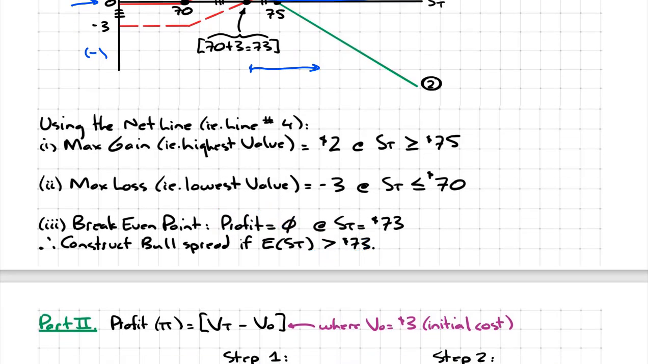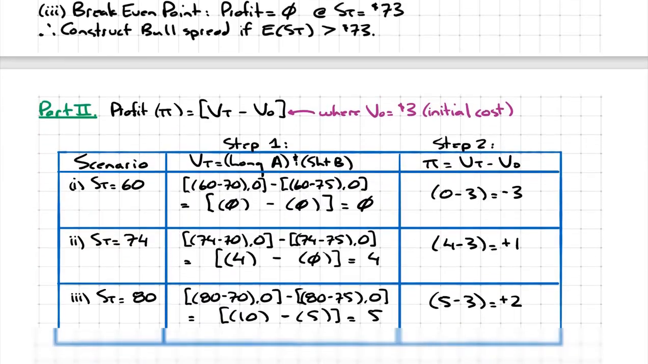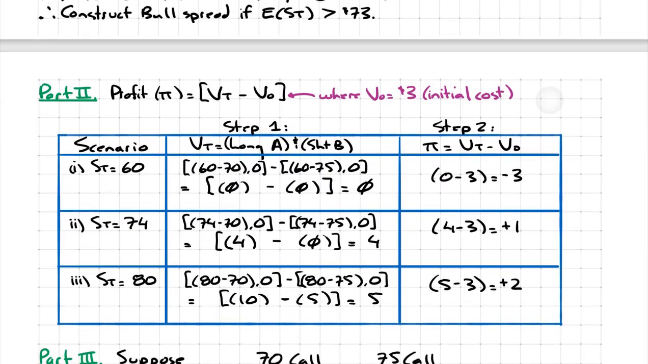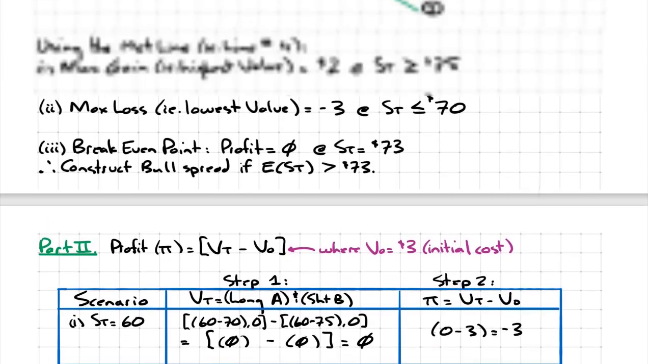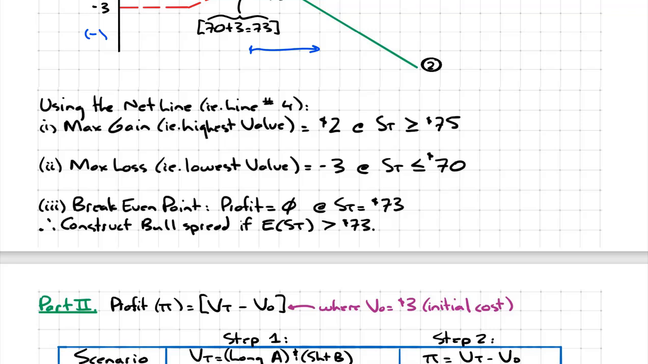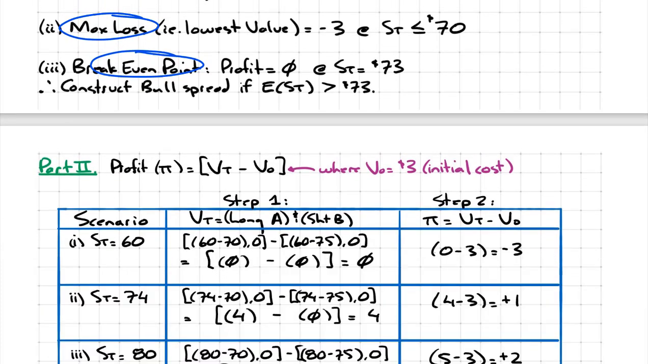Now in part 2, we're asked to calculate profit for specific prices. And that's a little different from part 1. Part 1 says, what are our critical points? That's just 3. What's the most you can make? What's the most you can lose? And what's break even? That's just 3 points, right? But we want to know what our profit and loss would be for various outcomes for the spot price. And that's exactly what we're going to do here.